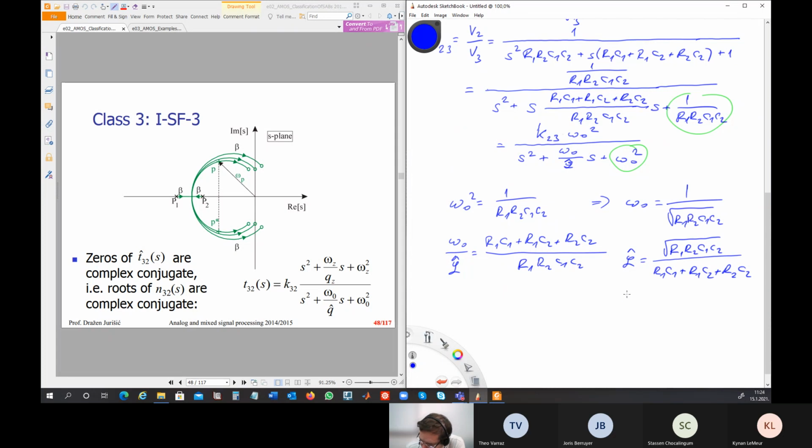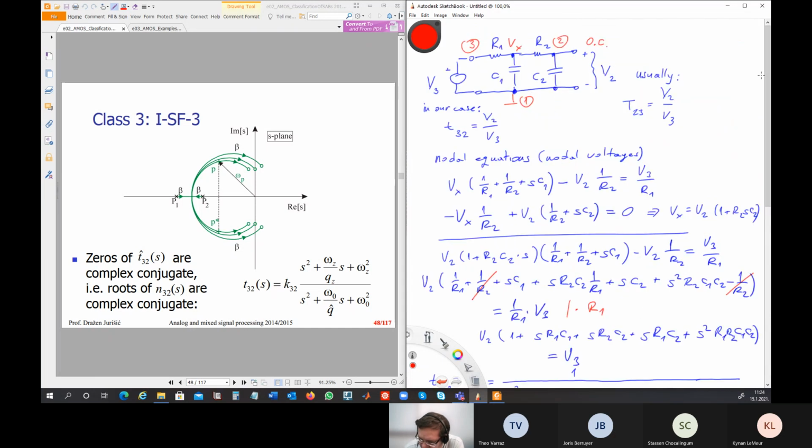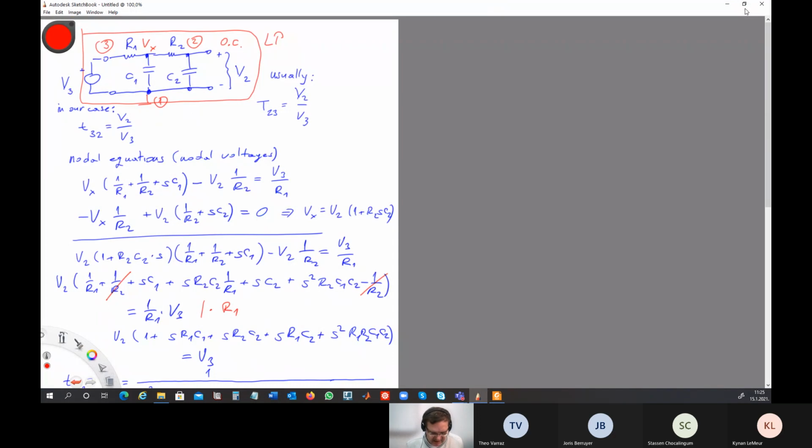And then you can also recognize that K to 3 is equal to 1. Okay, so now we recognize these 3 parameters of this network here. And we immediately can conclude that this network has low pass character. So this here is low pass character. Okay, and we see that the poles are on the negative real axis.